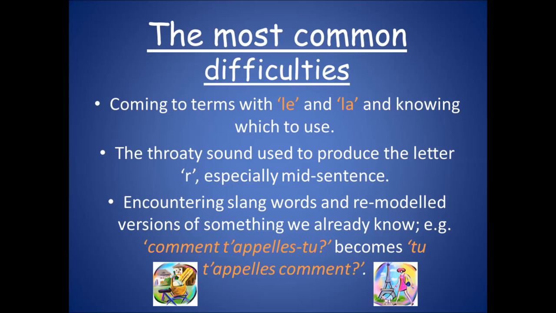And encountering slang words and remodeled versions of something we already know. So, comment t'appelles-tu? Which, as we'll look at later, is French for what is your name? Sometimes you will have French people who will like to mix it up, or French people who've said it a different way for the whole of their lives, and they'll ask you it differently. So the example here becomes tu t'appelles comment? Now, that's not too bad. It means the same thing, the same words are there, but in spoken French, it's not necessarily easy, because it doesn't follow a formula that you're used to, it's not necessarily easy to work out that it means the same thing.